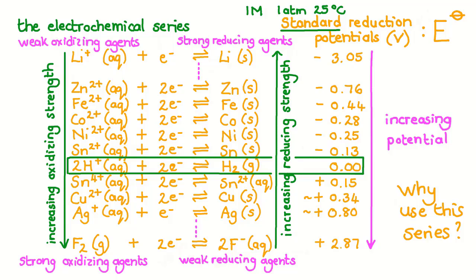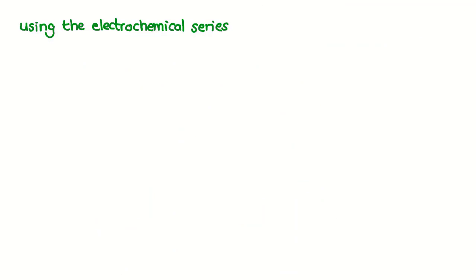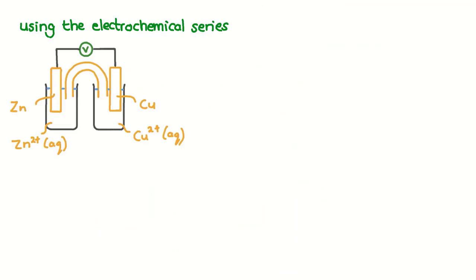If we know the two half cells used in an electrochemical cell, the table will help us figure out which direction the electrons flow in the wire, and therefore which half cell is the cathode and which is the anode. Let's look at an example. Let's use our example from earlier, the zinc-copper cell.